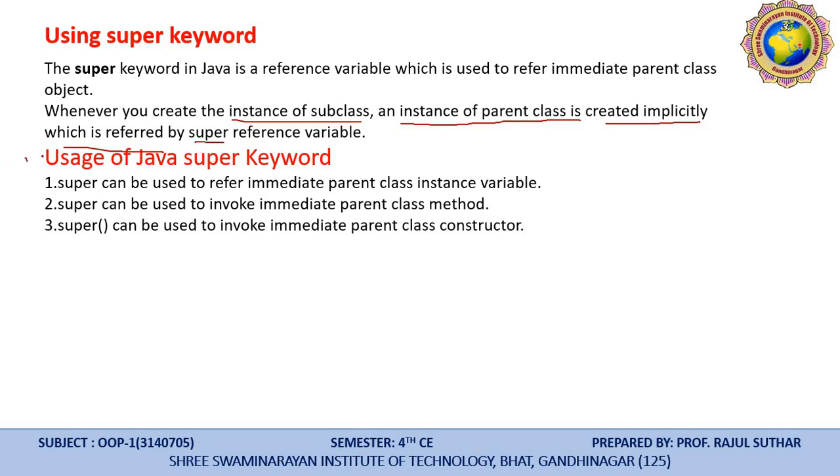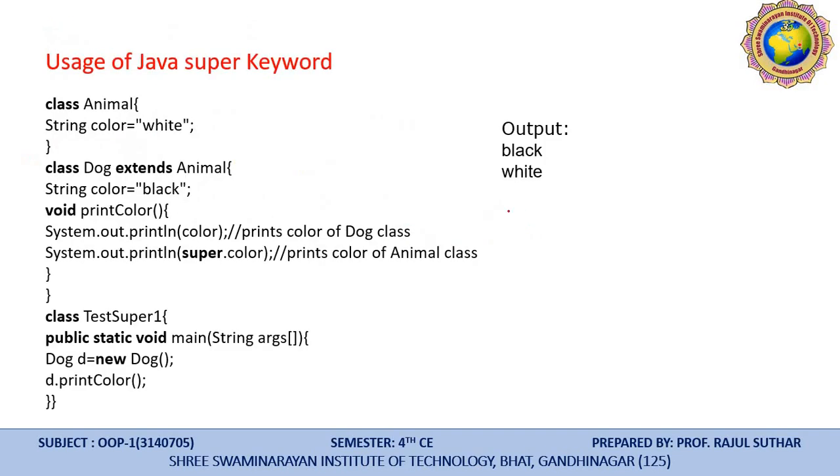What is the use of super keyword? Super can be used to refer the immediate parent class instance variable. It can be used to invoke the immediate parent class method. And super can be used to invoke the immediate parent class constructor also. It is used with the instance variable, the method as well as the constructor. Here is one example, the use of Java super keyword.